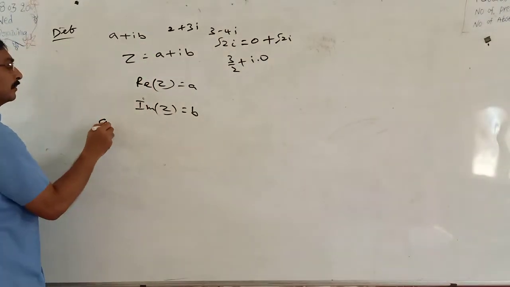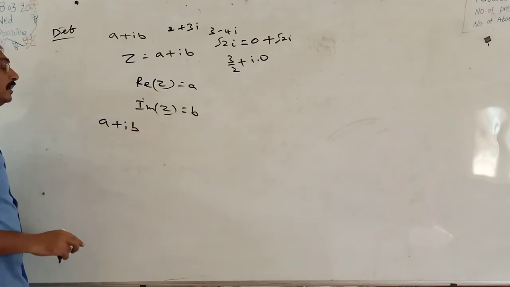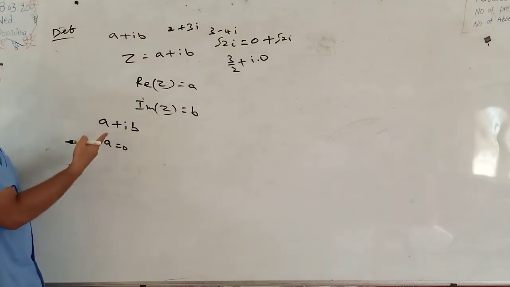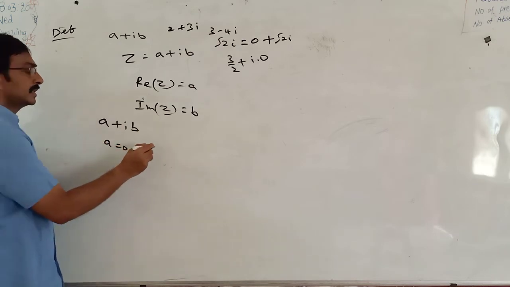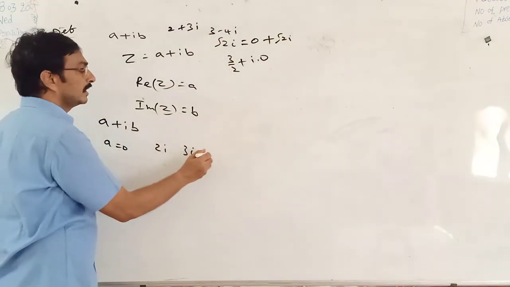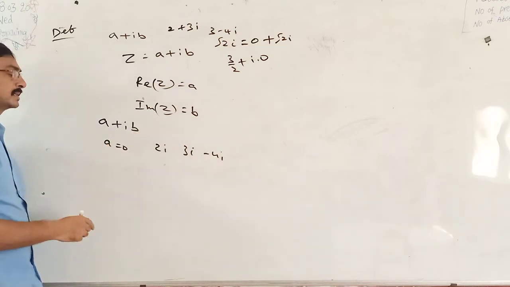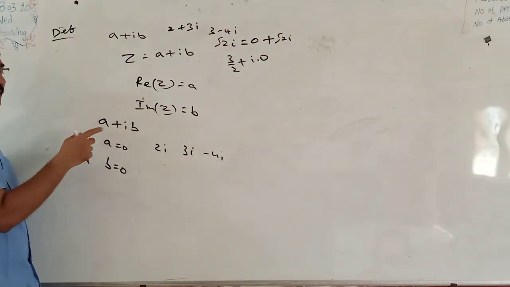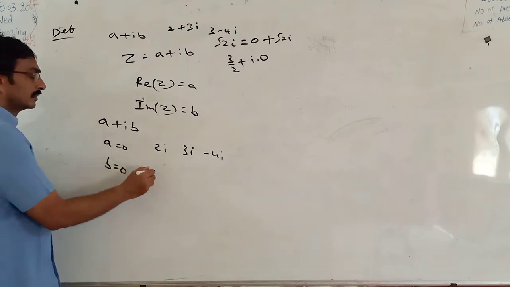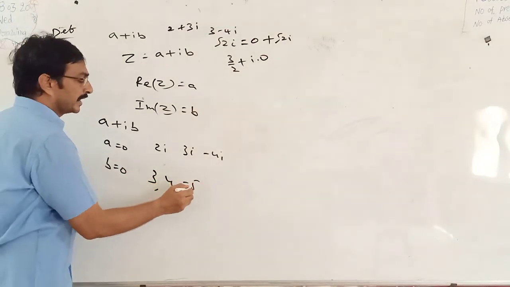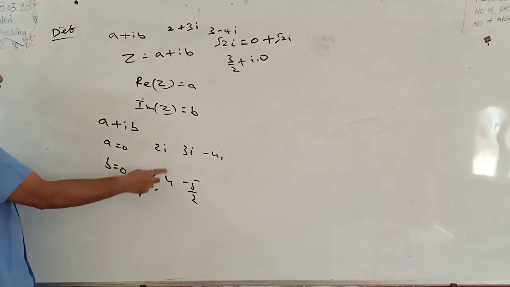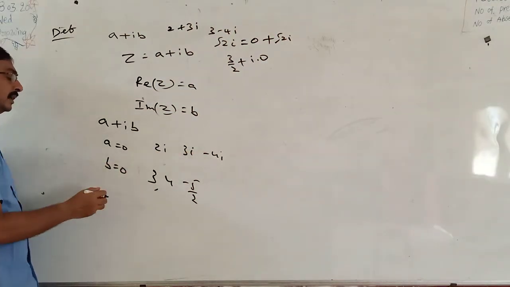In this complex number A plus iB, if A is 0, that one is called purely imaginary. Example: 2i, 3i, minus 4i, etc. If B is 0, that one is called purely real. 3, 4, minus 5 by 2, etc. These are all purely real, these are all purely imaginary.